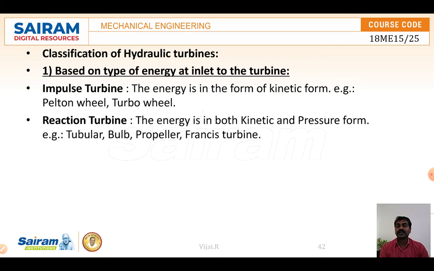So the energy is in the form of kinetic form. A Pelton wheel turbine is a direct hit of this water, and the rotation is based upon the water force. So here it is an impulse turbine, and in a reaction turbine the energy is in the form of both kinetic and pressure form.